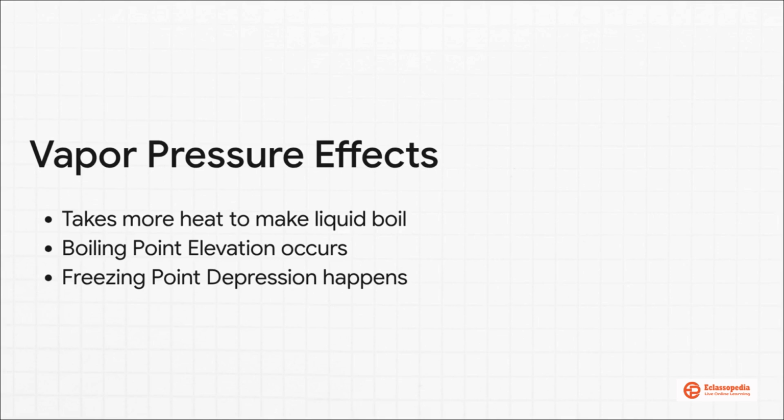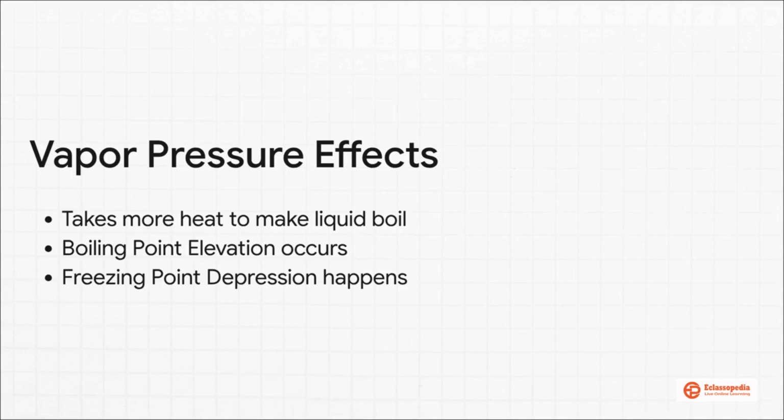But if adding a solute lowers that starting vapor pressure, you now have a much larger gap to close to reach that atmospheric pressure. It literally takes more energy, more heat to get that liquid to boil. This is a phenomenon called boiling point elevation. The solution boils at a higher temperature than the pure solvent ever would.